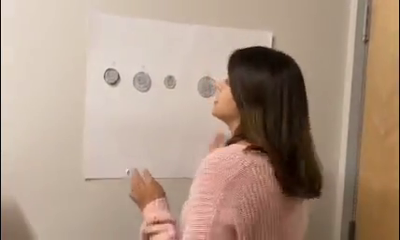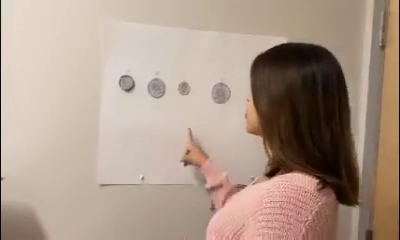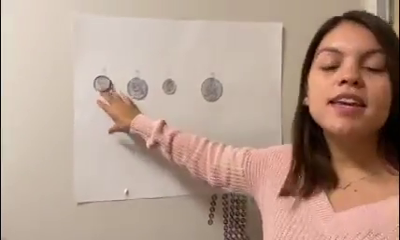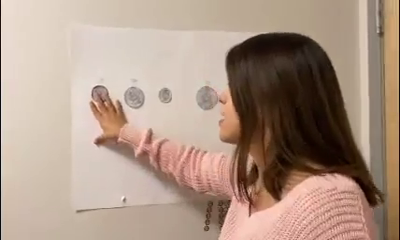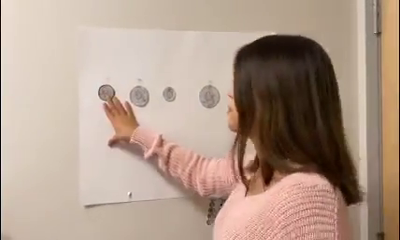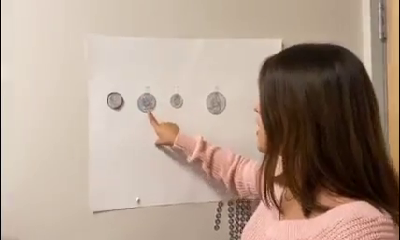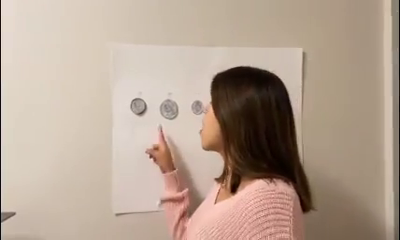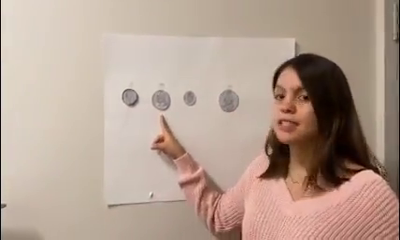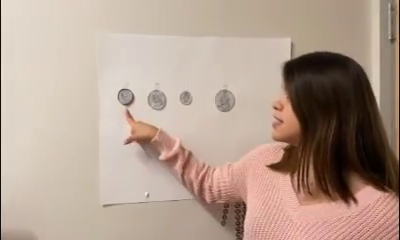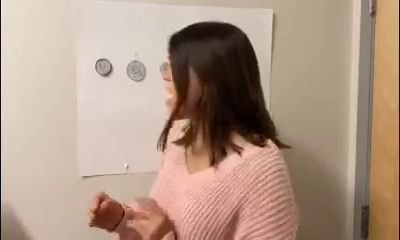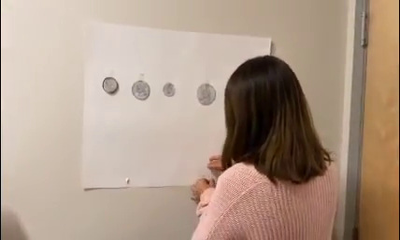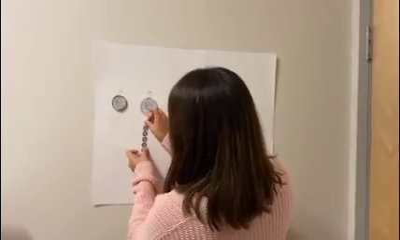Okay, so now we're just going to discuss the relationship between them. So, a penny is worth 1 cent, and that's the smallest we can go. So, here we have a nickel. A nickel is worth 5 cents. So, can you tell me how many pennies we would need to equal 5 cents? So, since a penny is 1 cent, let's count together to make 5 cents. 1, 2, 3, 4, 5. So we would need 5 pennies to equal a nickel.